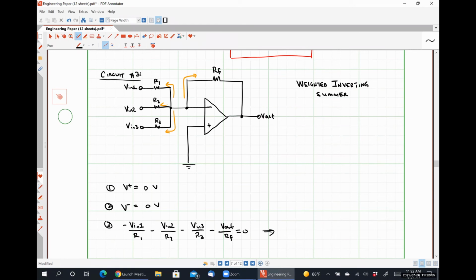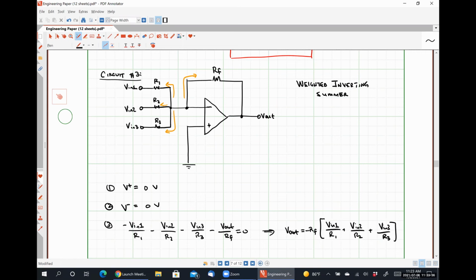And with the slightest smidge of algebra, what we get is that Vout is equal to RF times Vn1 divided by R1 plus Vn2 divided by R2 plus Vn3 divided by R3, and there should be a negative sign right there as well that I forgot. Okay, so this is a weighted inverting summer, and effectively all it is is an inverting amplifier with more input signals.